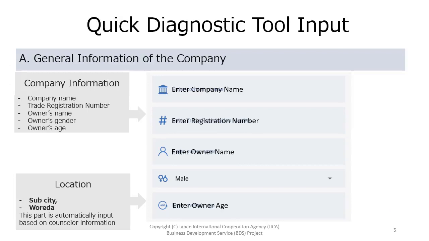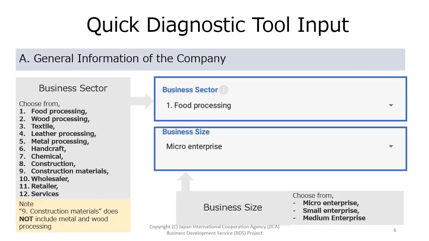On your tablet, your smartphone, or your computer, you will see this on your screen when you open the quick diagnostic tool application. You first ask for the MSME's general information like company name, owner name, sex, age, location, etc., and input the information in the application. Then, you select the MSME's business sector. Choose the correct sector because the following questions will be changing depending on whether the MSME is a manufacturing company or a commercial or service company. Later, select its size from micro, small, or medium.